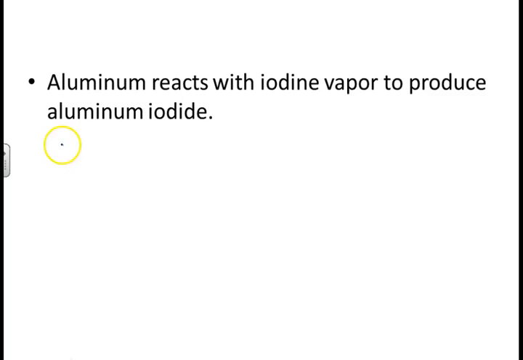All right, let's look at another. Aluminum reacts with iodine vapor. This is going to produce aluminum iodide, which is AlI3. Okay, iodine is the only thing off balance here. So I've got 2 iodines and 3 iodines on my 2 sides.